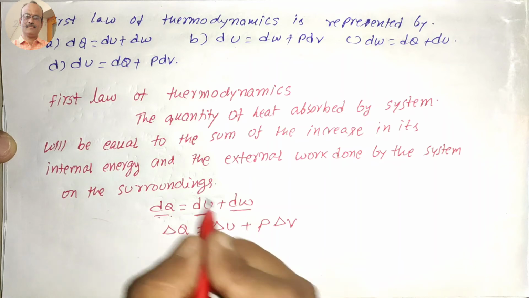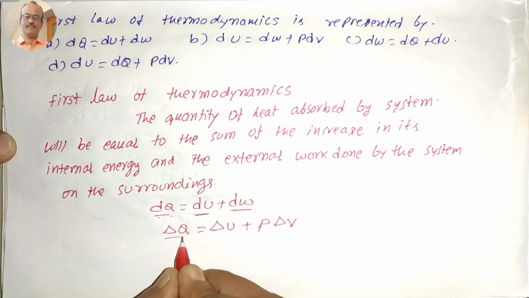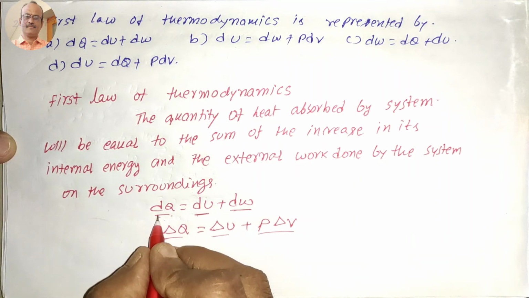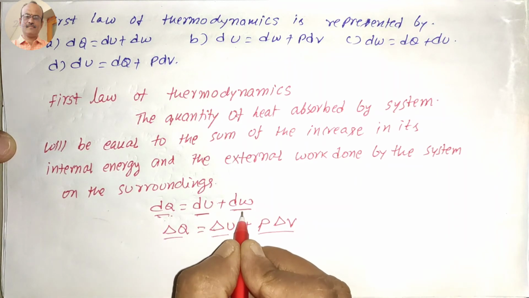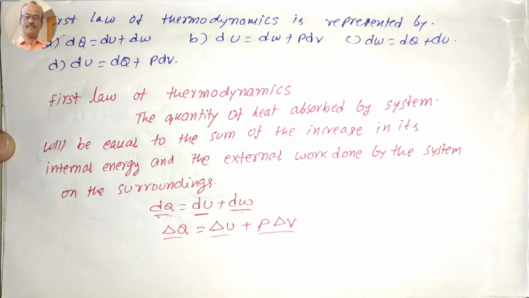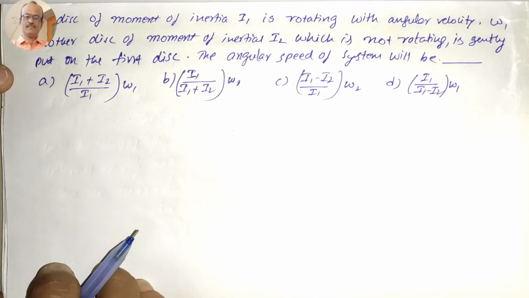So that is the first law of thermodynamics, and here delta Q is equal to delta U plus P into delta V. So dQ is equal to dU plus dW. Where is it present here? Option A is correct.